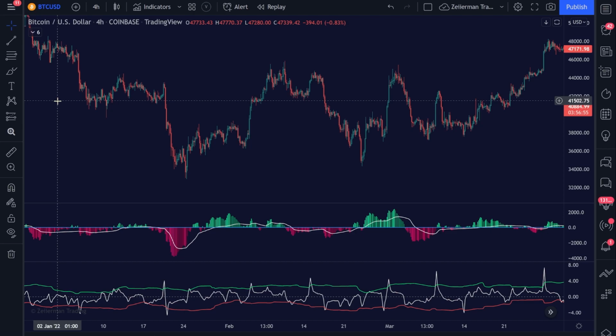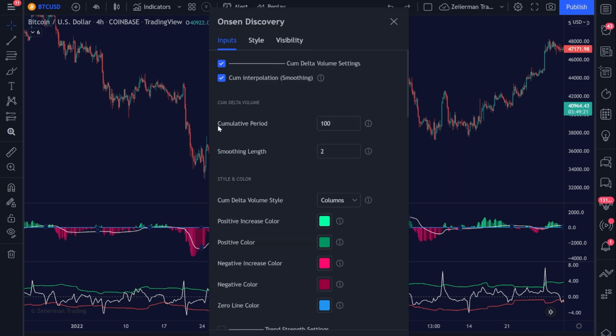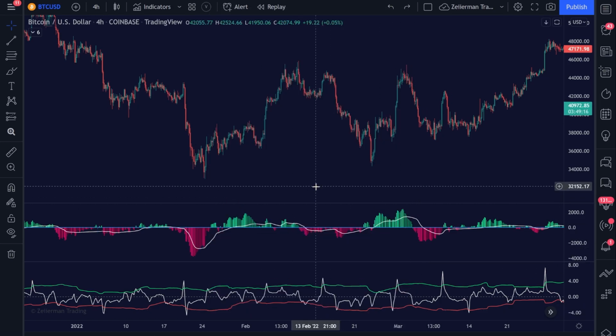This is Mr. C from Seyman Trading, and today I'm on the Bitcoin 4-hour chart, and I'm gonna show all you crypto traders a great trading setup using Onsen's discovery volume delta combined with volatility impulse indicator. I have changed the settings for the Onsen's discovery a bit. I have set the cumulative period to 100 to make it more trendy.